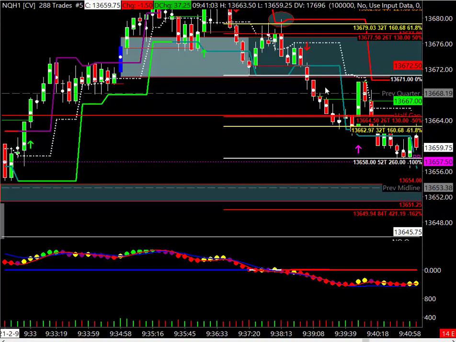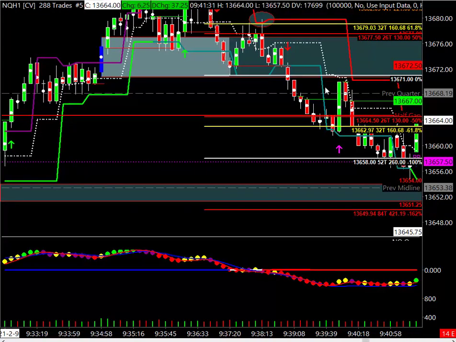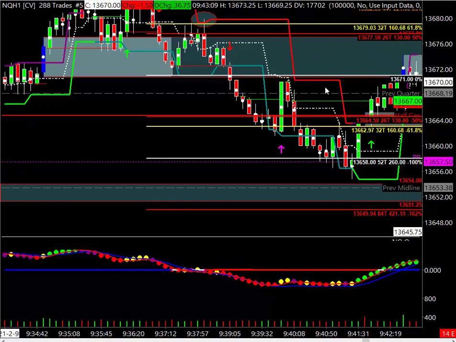Now we've made it back to the 50%, half pull, half gap on the downside, and then reaching our target line here of 13,658.